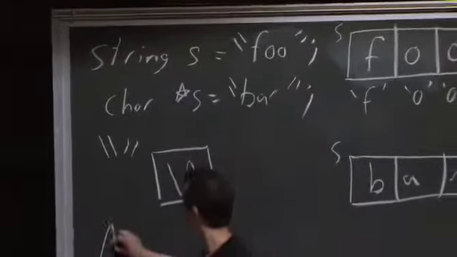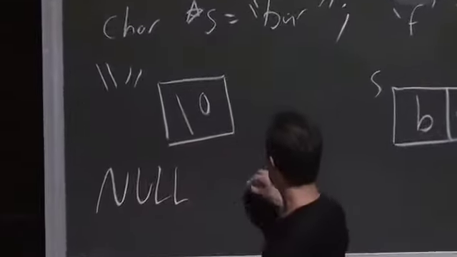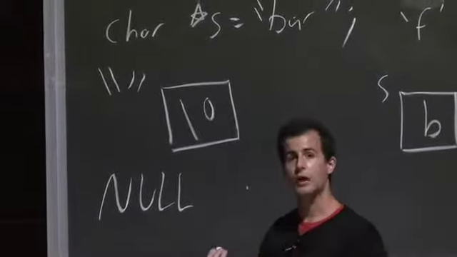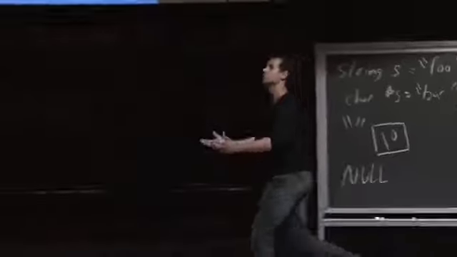Whereas NULL, this special constant NULL, is like there is nothing actually there. I'm returning just this special sentinel value. OK, so what about string?